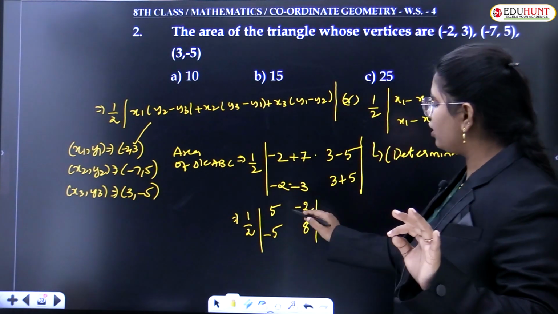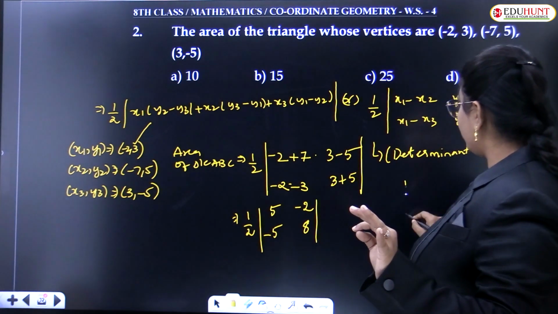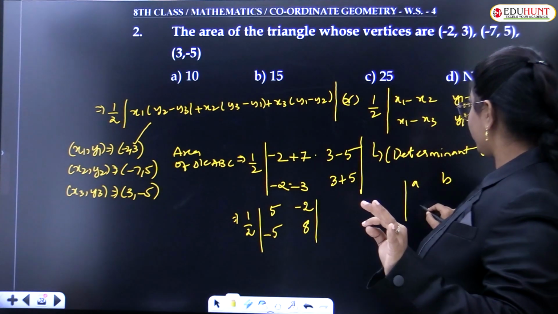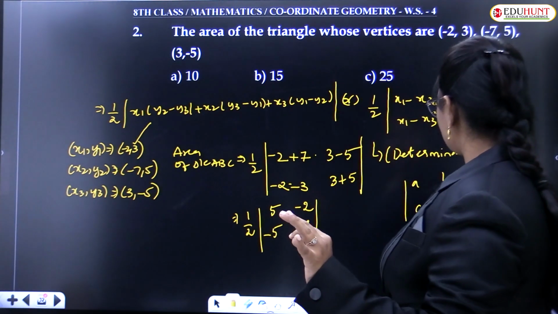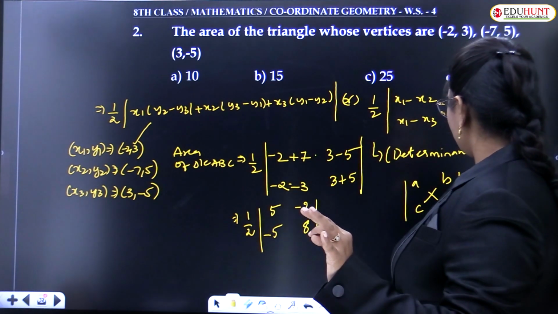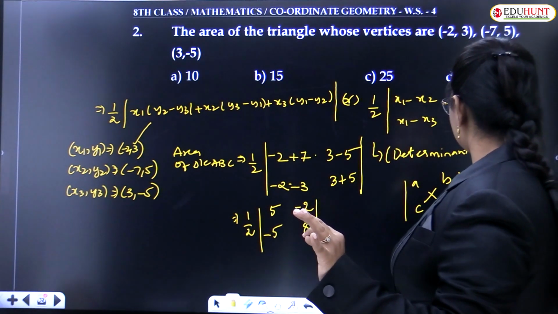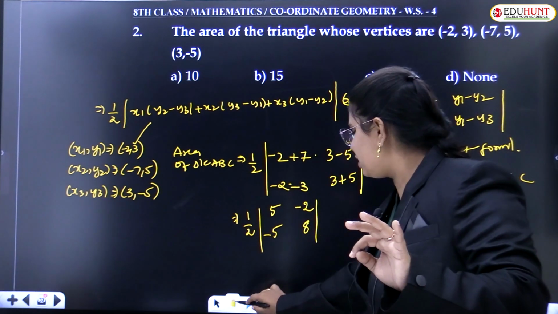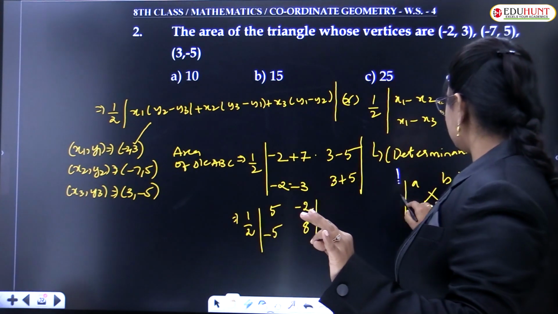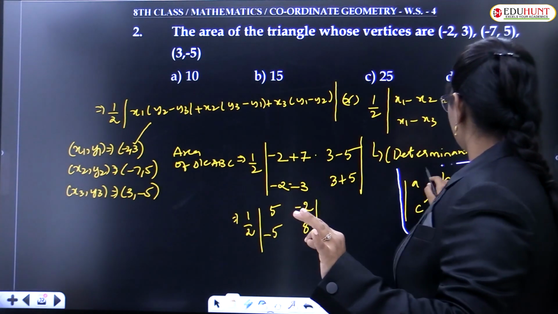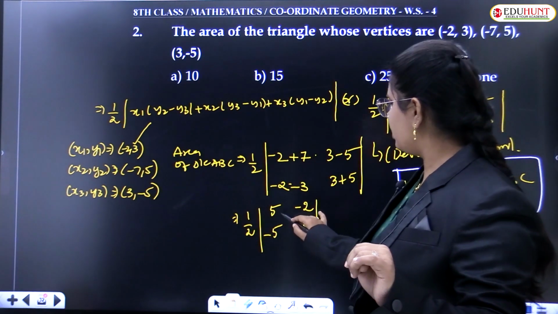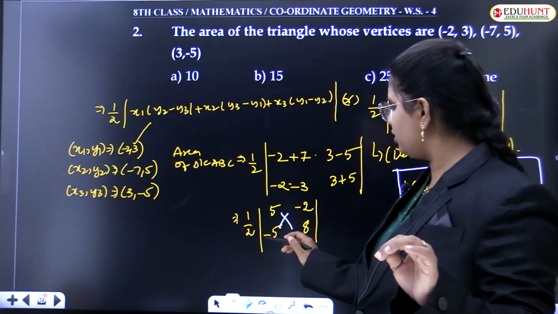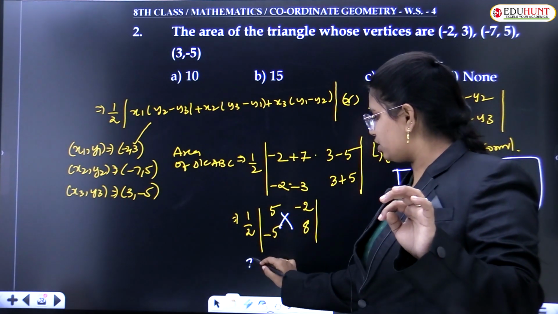Okay, so if you are having any elements in the form of A, B, C, D, you can just cross multiply and the value is AD minus BC. This is nothing but the determinant of the matrix. So if you are having it like this, how to simplify further? Just cross multiplying it.